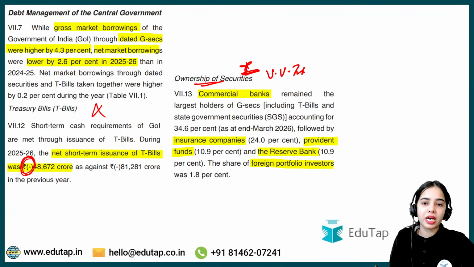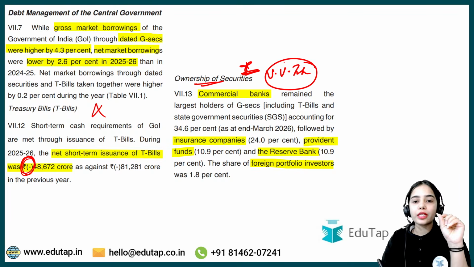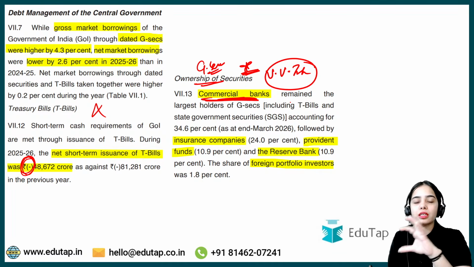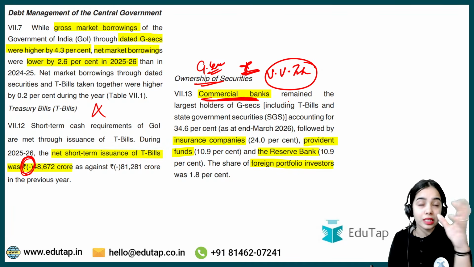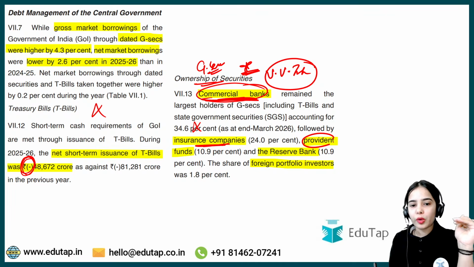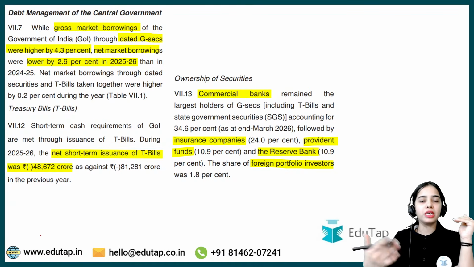The most important part in this whole chapter of public debt management is that the ownership of government securities is the highest in the hands of the commercial banks. Commercial banks remain the largest holder of government securities, including the T-bills and the central and state government securities, accounting for 34.6%. Numbers are not important here. Next, after the commercial banks, insurance companies, then the provident funds, then the Reserve Bank, and the share of foreign portfolio investors was only 1.8% in the ownership of government securities.